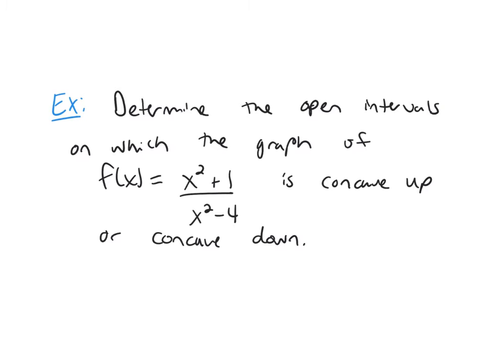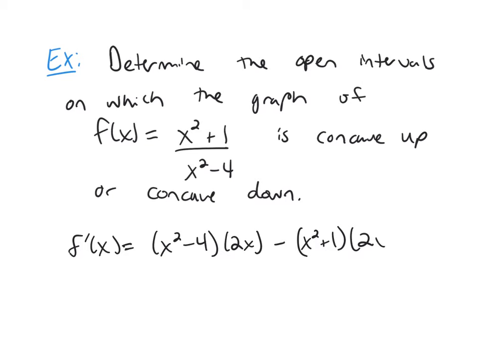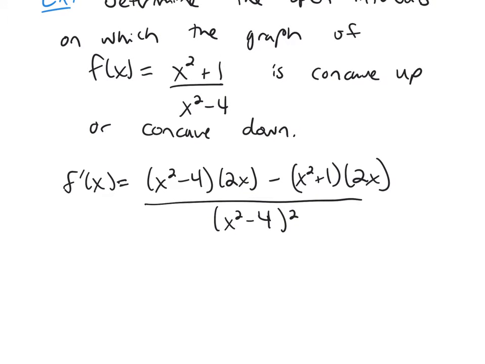So we need the derivative. And here we're going to have to use the quotient rule to find the derivative. So the derivative of the numerator is 2x minus the top. The derivative of the bottom is 2x over x squared minus 4 squared. And if you simplify the numerator, if you distribute out, collect up your like terms, f prime of x will be negative 10x over x squared minus 4 squared.